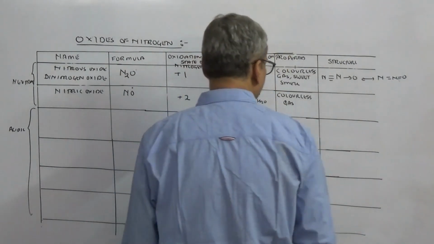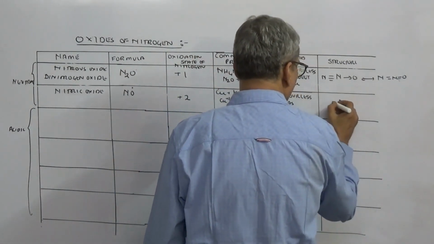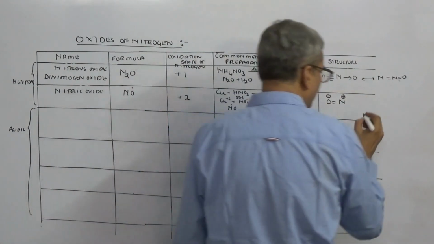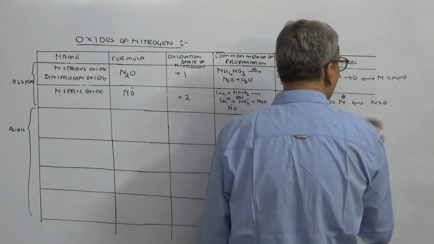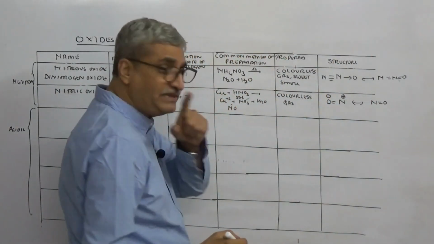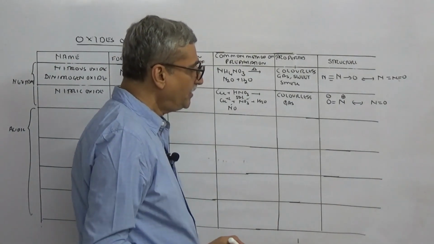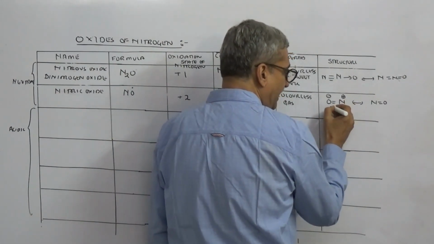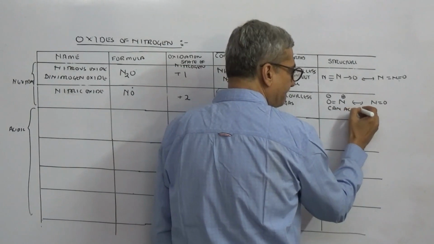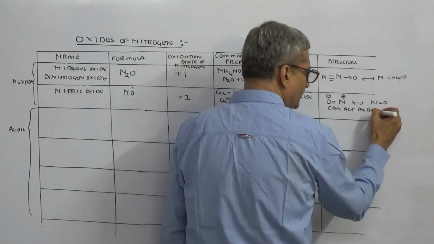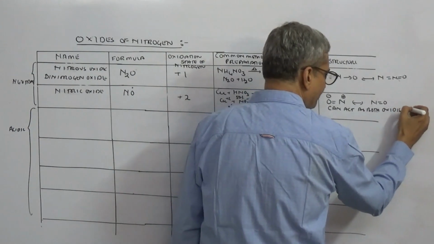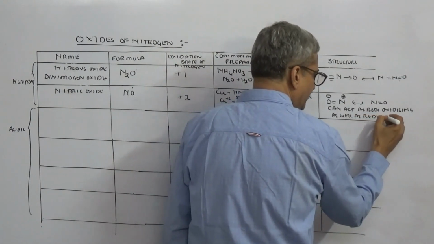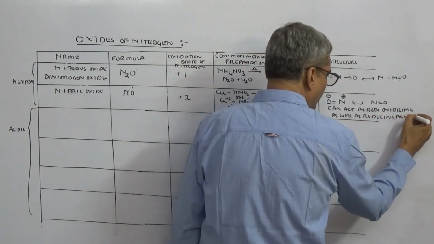It exists in a resonating structure, N double bond O, where it has a charge of plus and minus. Is this point clear? Now, one thing very important from the examination point of view: nitric oxide is the only one which can act as both an oxidizing as well as a reducing agent. So this is one point.